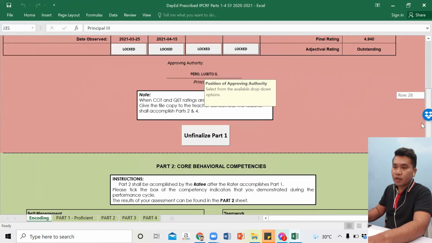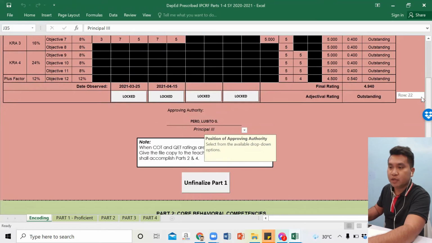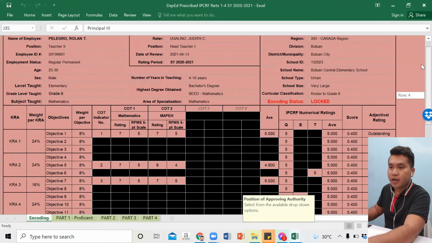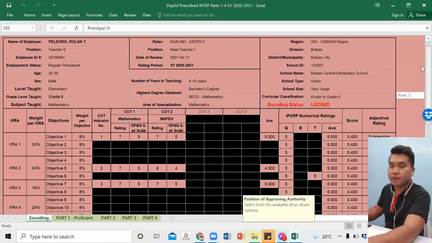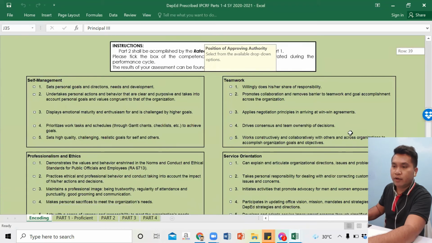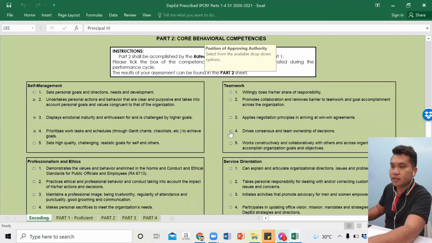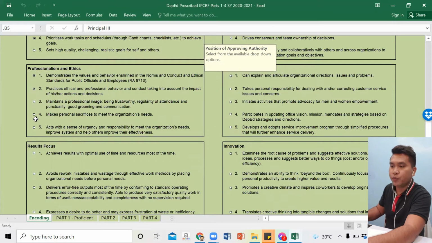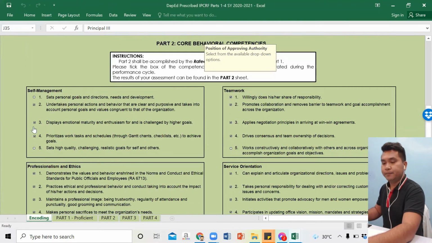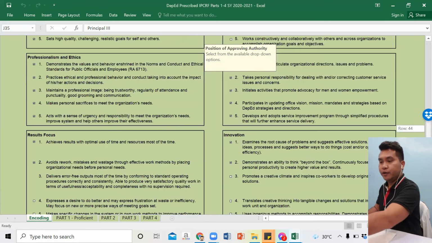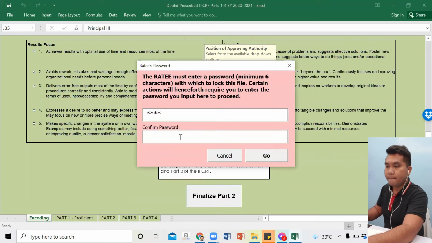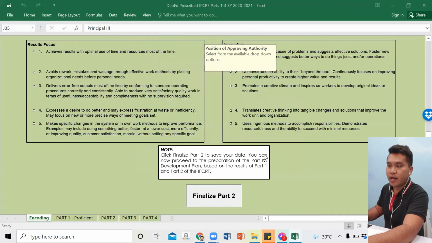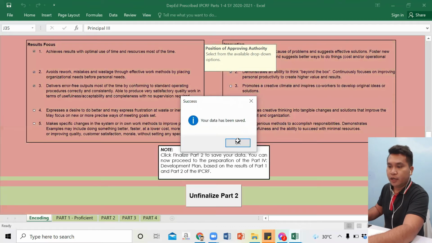Now, as you can see, the teacher's information, actually the rater can assign this one to the teacher, but the COT part is part 2. So I already clicked here some of the competencies. This is the core behavioral competencies. Again, we need to be reflective and honest in this part. So finalize part 2. In finalizing part 2, the teacher needs to enter a password. The teacher is the only one who can know the password. Confirm password. Then go. Okay, the data has been saved. Click OK. Next.